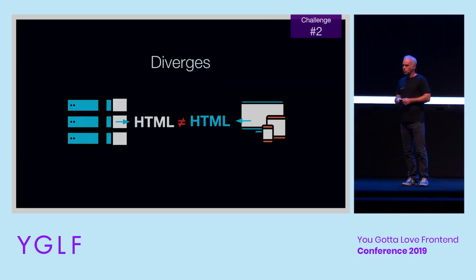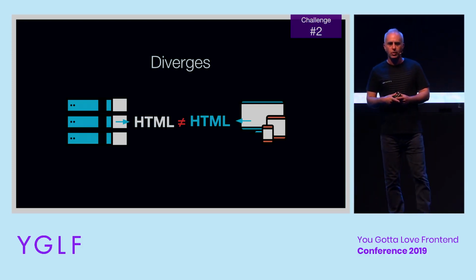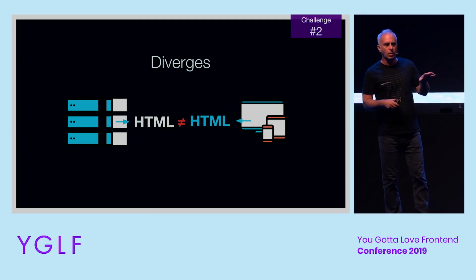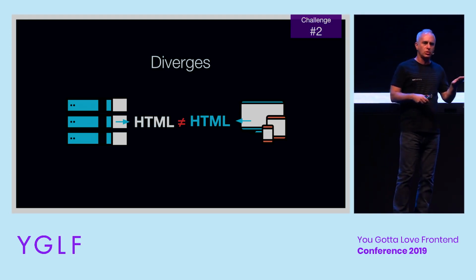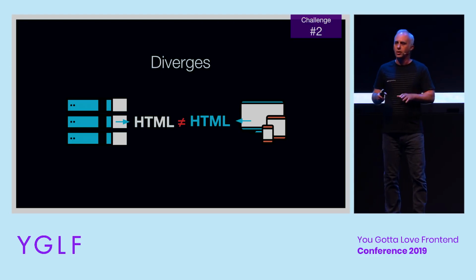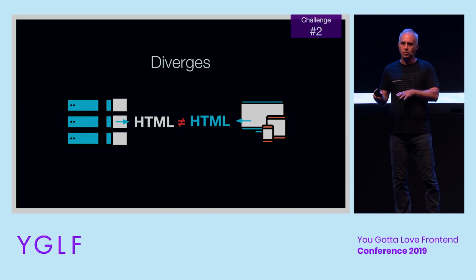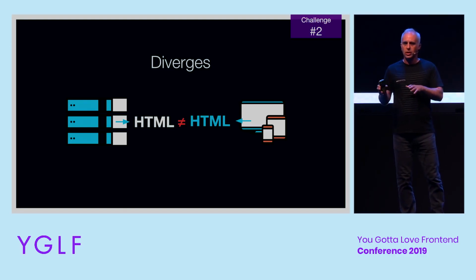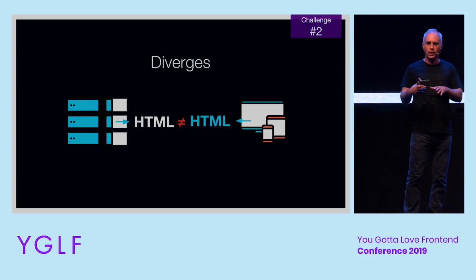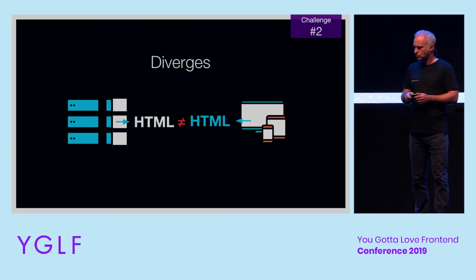Another intrinsic problem is the problem of diverges. A diverge is what happens when the HTML that's generated on the server side is different, either partially or completely, from the HTML that is going to be generated on the client side. So it turns out that the hydration process, instead of just hooking in the interactivity, actually has to replace some of the stuff that was previously rendered on the server.